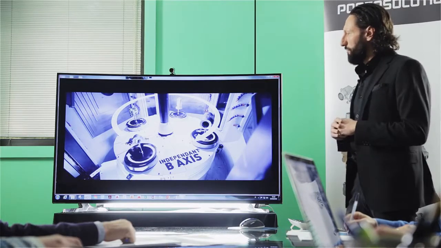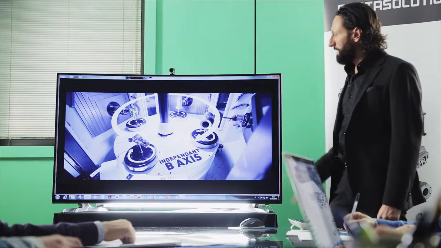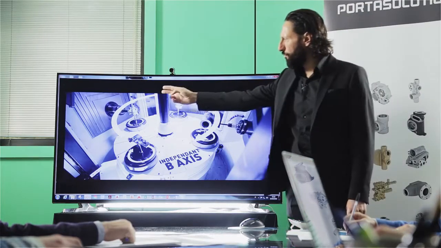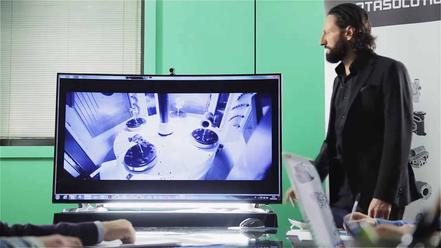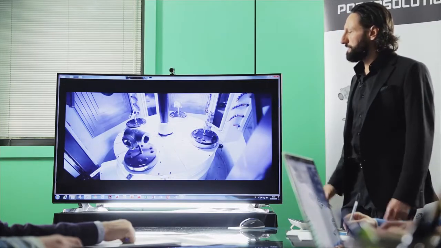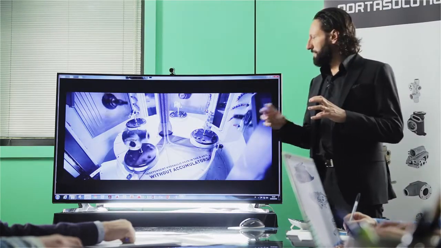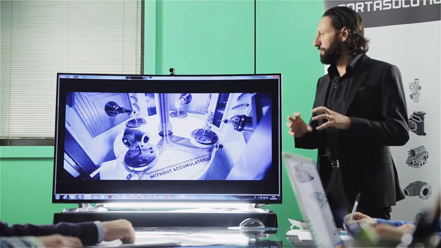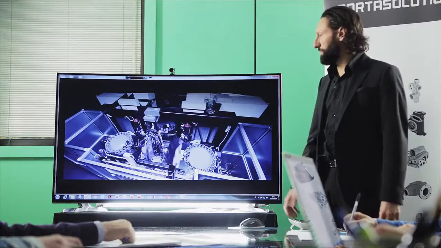So here is how the machine works. There is a main pallet with 4 satellite tables. All 4 satellite tables are independent. Then we have 1 main distributor for hydraulics. So the clamping of the part is done without accumulators, but with real pressure. We can control if there is any loss of pressure.